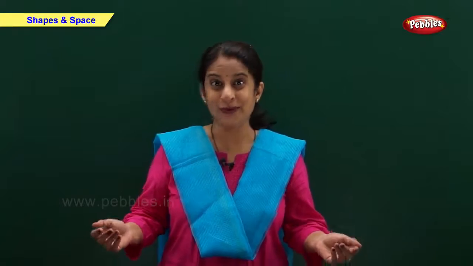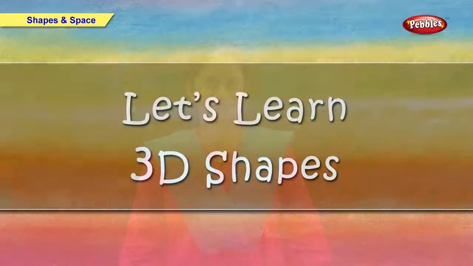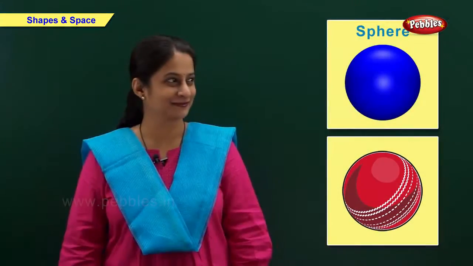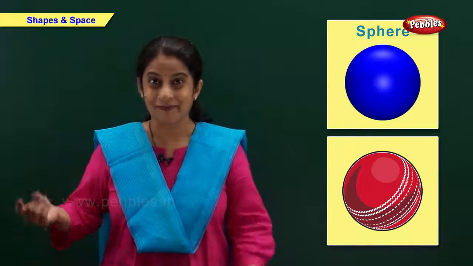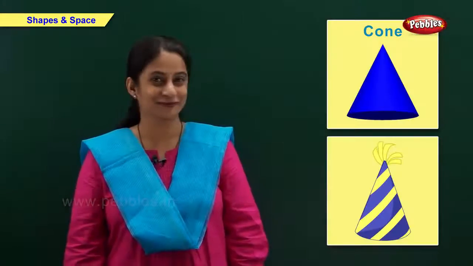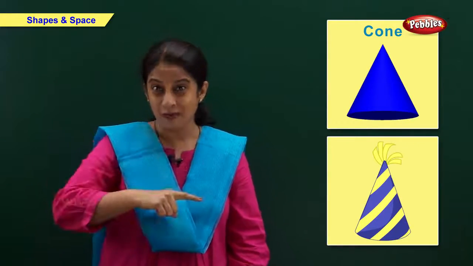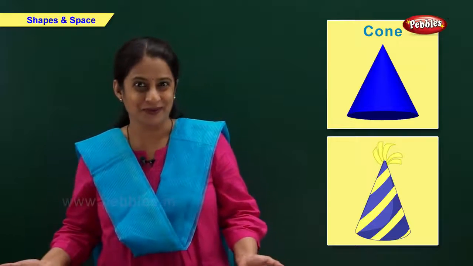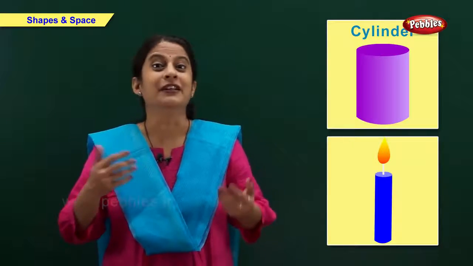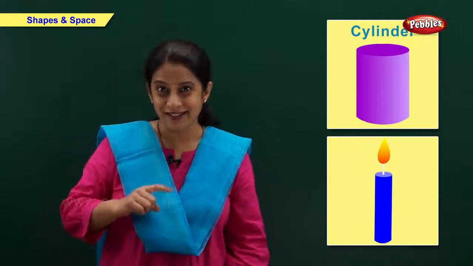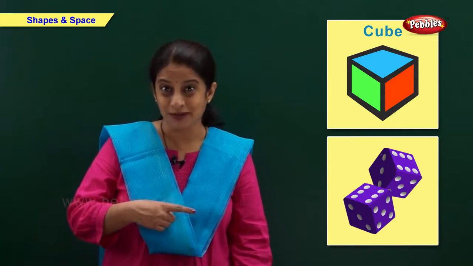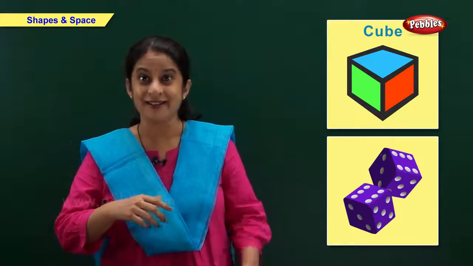Now I'm going to show you some 3D shapes. Sphere. The shape of this ball is like a sphere. Cone. The shape of this cap is like a cone. Cylinder. The shape of this candle is like a cylinder. Cube. The shape of this dice is like a cube.